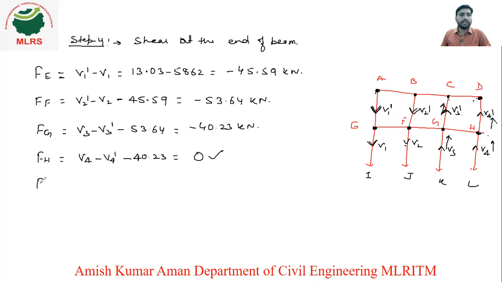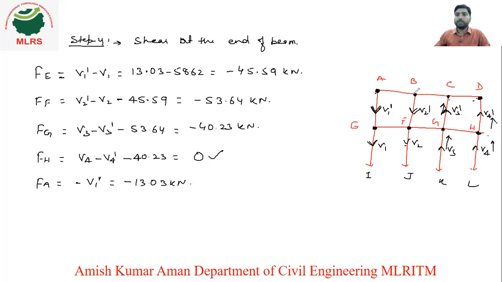So at A, FA, what will that be? If you see this joint, what are the forces? Only one force you can see, that is V1 dash, right? And it is going away from the joint. So what will we take? Minus V1 dash, because the forces which are going away from the joint we take as negative. So minus V1 dash, and what is our V1 dash value? 13.03. So minus 13.03 kilonewton.